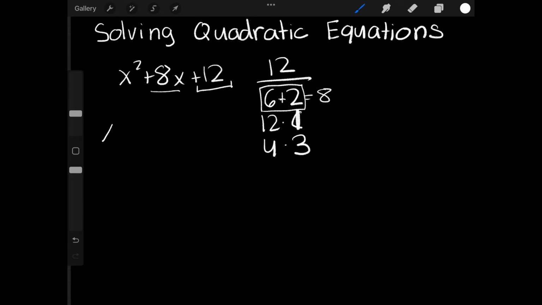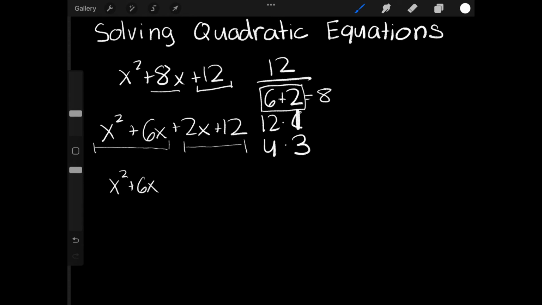So we're going to write out x squared plus 6x, our first number, plus 2x plus 12. And then we're going to want to factor these two pairs of terms. So the greatest common factor of x squared plus 6x is x. So that means that's going to be x in parentheses, x plus 6. And then our other one, the greatest common factor is 2. So that means 2 times x plus 6.